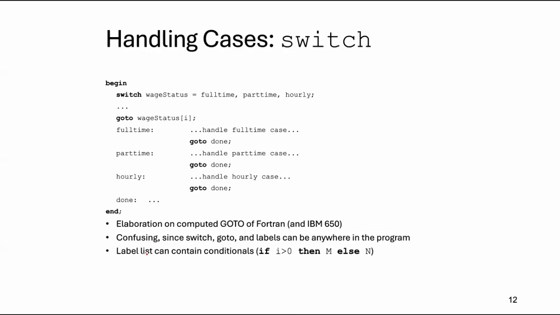Also, returning back to our control structures, one of the things that Algol had as well for handling cases was the switch. It had a switch statement, and how it had the switch statement, it created a switch. Basically, you have an array that contains multiple values: full-time, part-time, and hourly. So you have those values similar to an array, and then you use a go-to statement, and based on the value of I, you would jump to the different labels. And once you handle the full-time case, you basically jump to the done keyword.